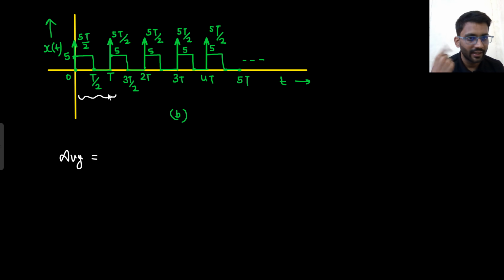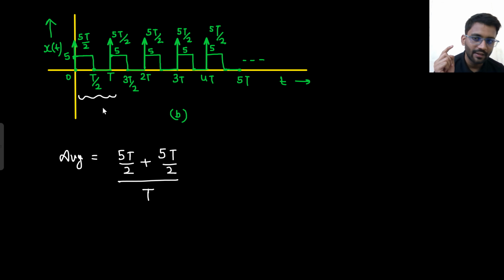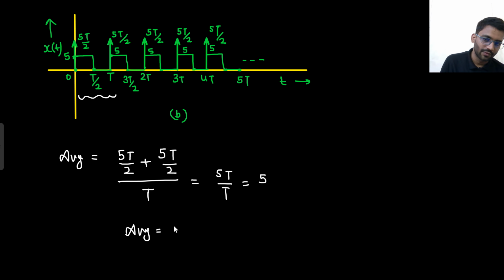First is the impulse. Area of impulse is itself written, so that is 5T by 2. Plus one more area will be there. What is this area? That is also 5T by 2. The area of the square waveform is also 5T by 2, divided by time period. Time period is T. After T, everything is repeated. 5T by 2 plus 5T by 2 divided by T means 5T by T, that equals 5. So here your average is also 5.